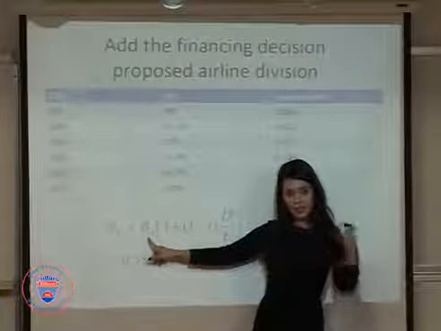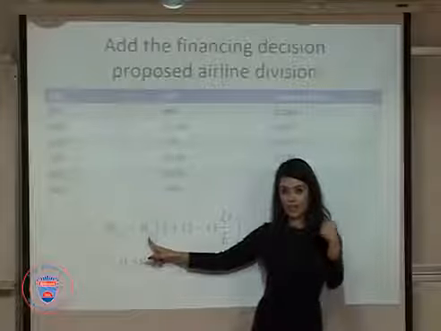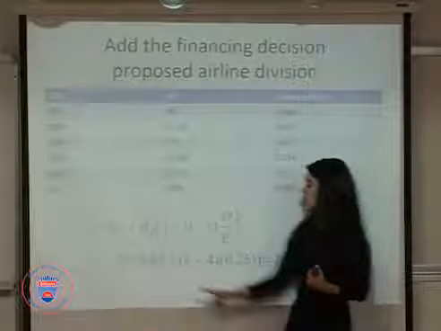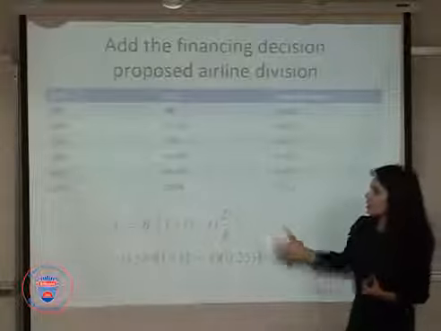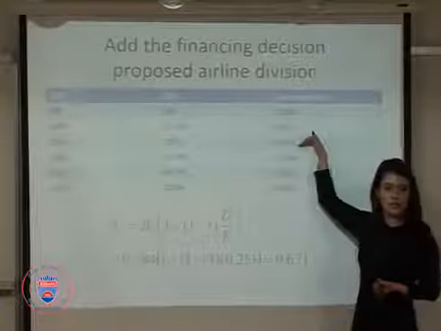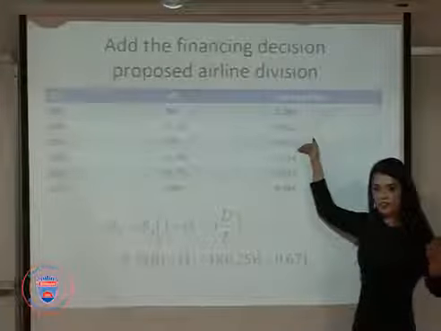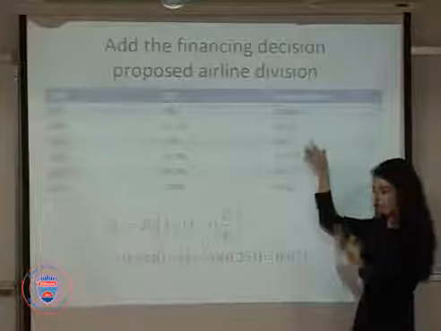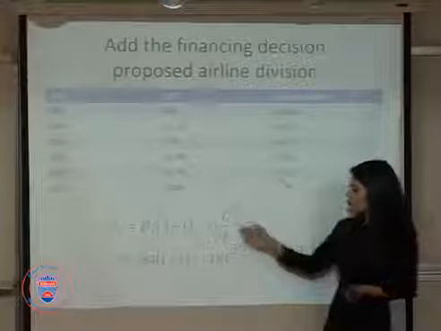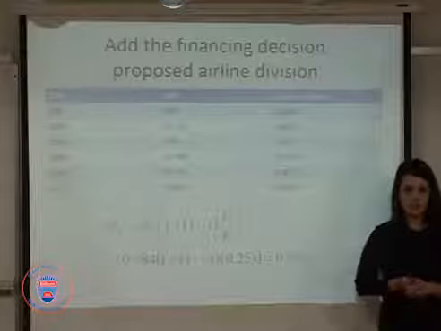I already found the asset beta in the previous slides, which is the average of asset betas of the companies. And suppose that as the CFO, I decided to use 20% debt. I don't know why. Okay? You can use different things as well. With 20% debt, equity beta will be equal to 0.67.